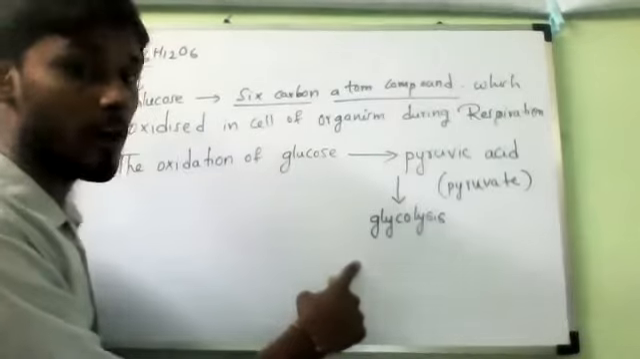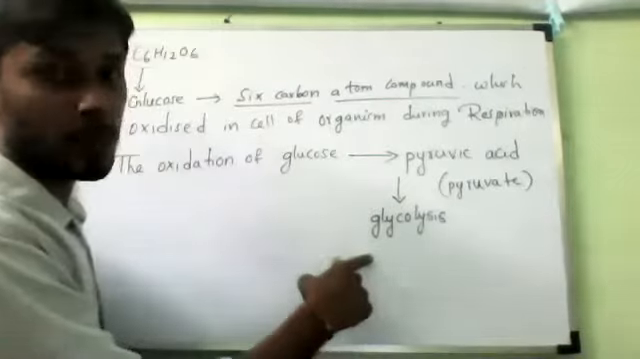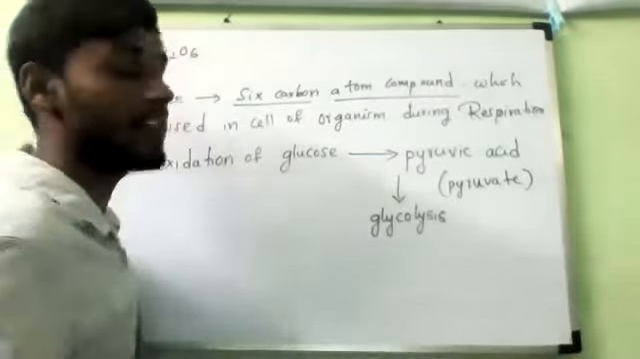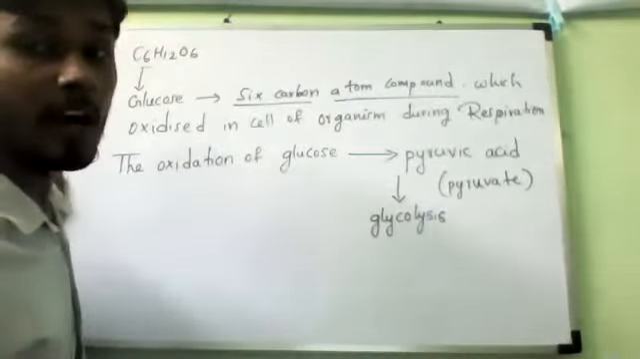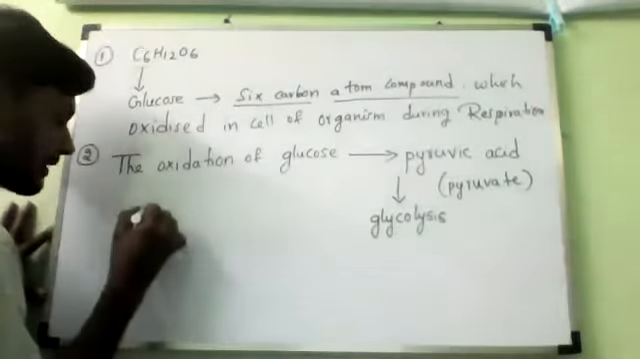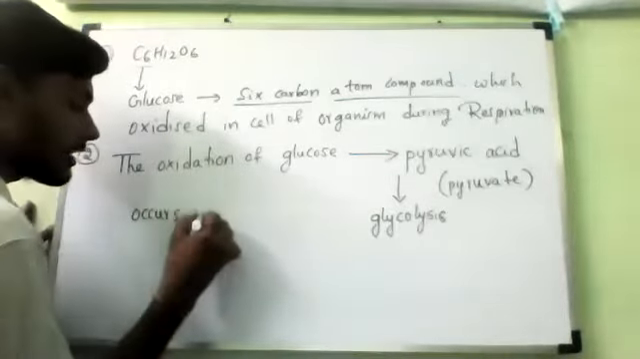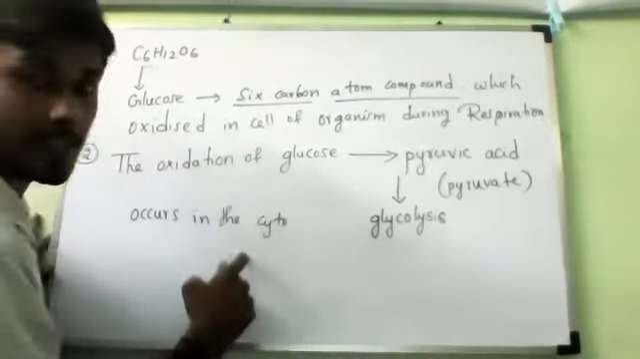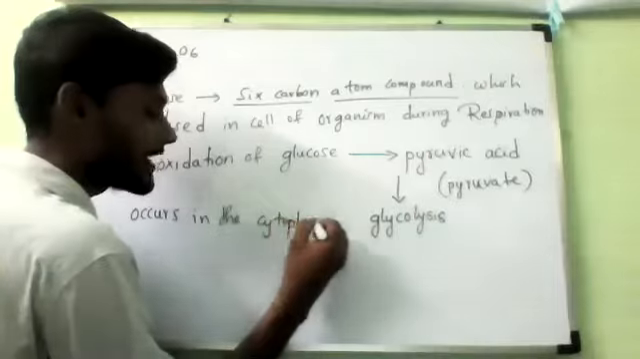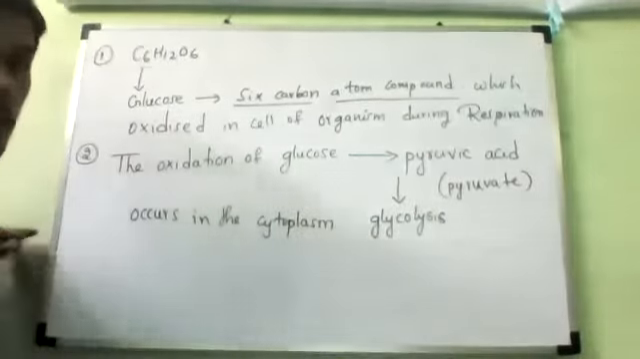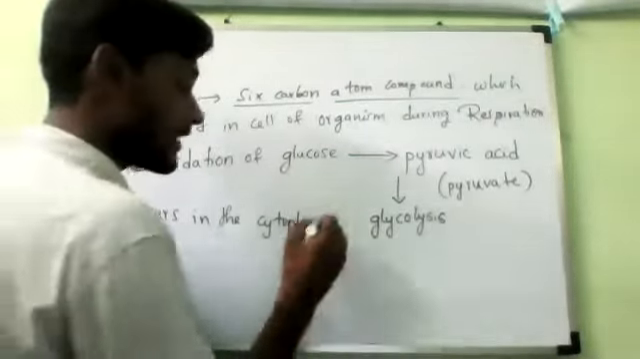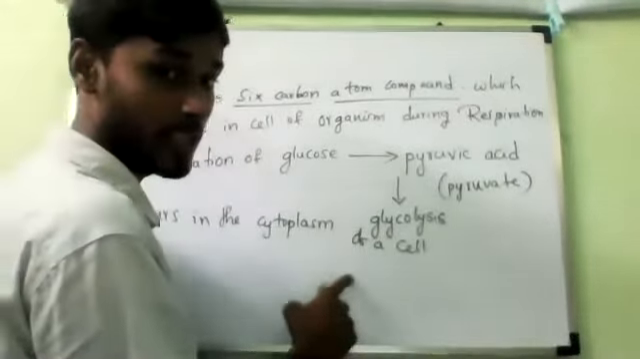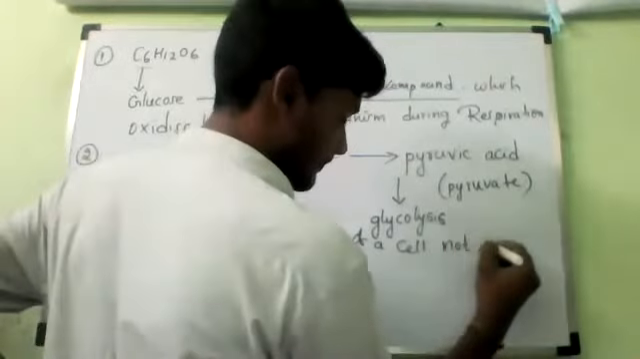This glycolysis process, the conversion of glucose into pyruvic acid, pyruvate, occurs in the cytoplasm. Do you remember the cytoplasm? Cytoplasm of a cell, not in mitochondria.